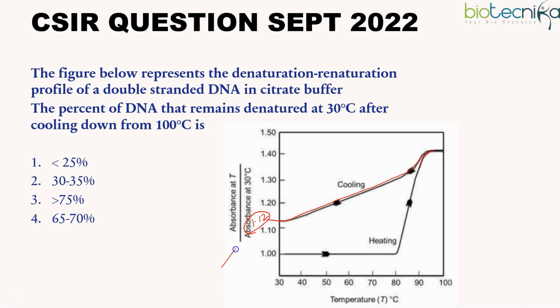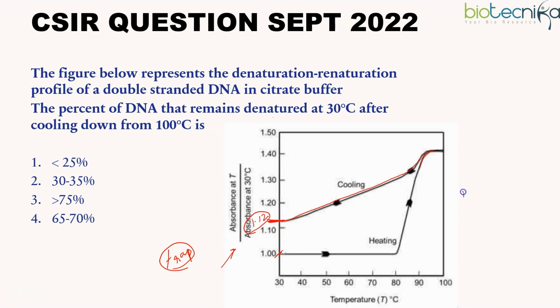So this is a trap question, you can say, where students might make a mistake that if it is renatured, then it will again come back to 1. That is not the case. It comes to 1.12 as we can see. The absorbance is 1.12. It means that some of the DNA is still in the denatured form.